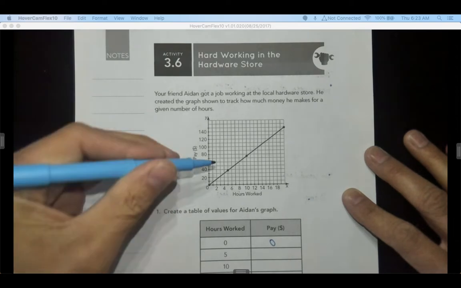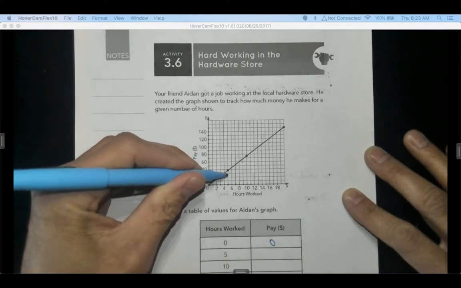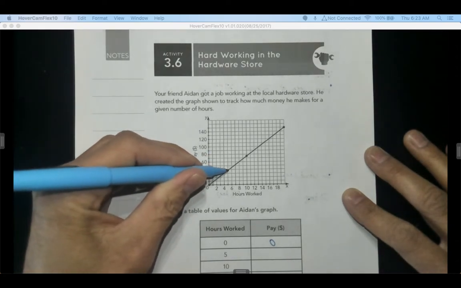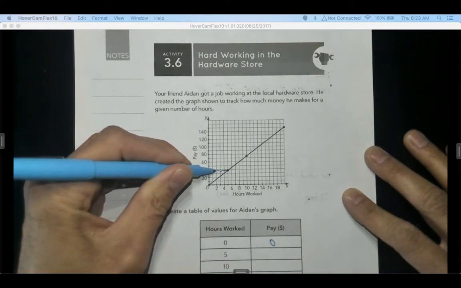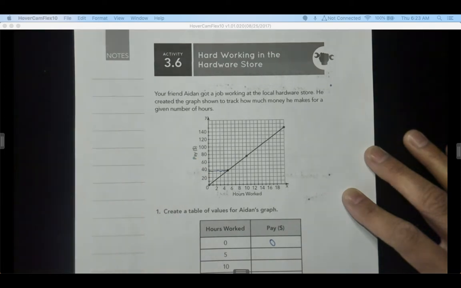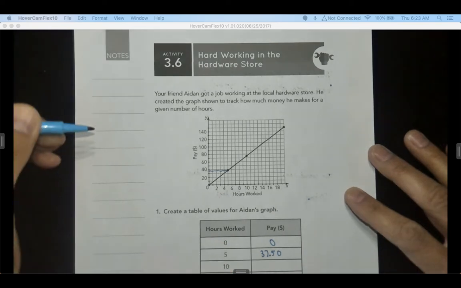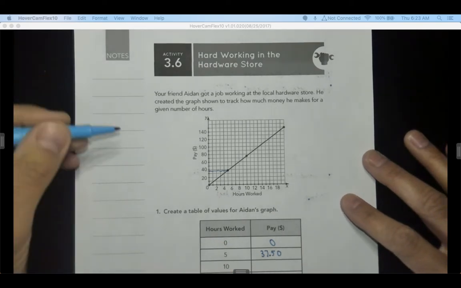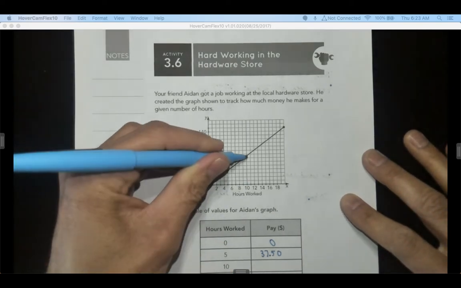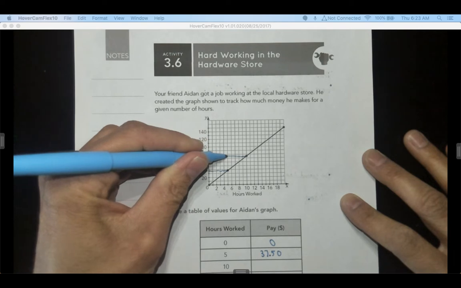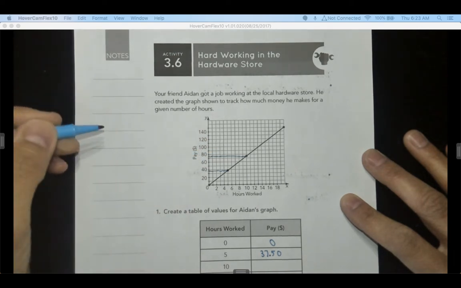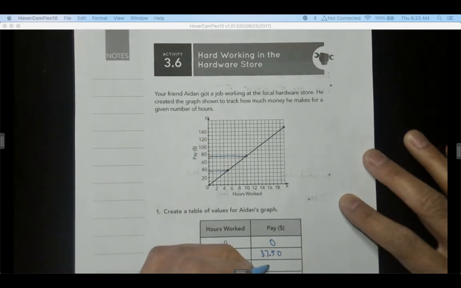For 5 hours worked, well, I go to 5 here, I go here, and then I go across. And it's hard to say exactly, but I'm going to say $37.50 because I have the answer key in front of me. But it's just under 40. For 10 hours worked, go to 10 hours, go across to this one. And again, it's hard to say for sure, but I'm going to write down $75.